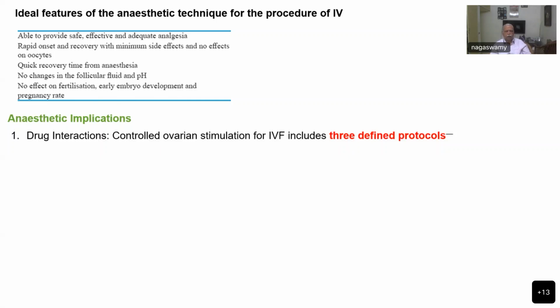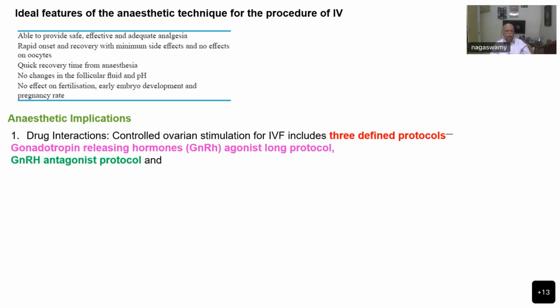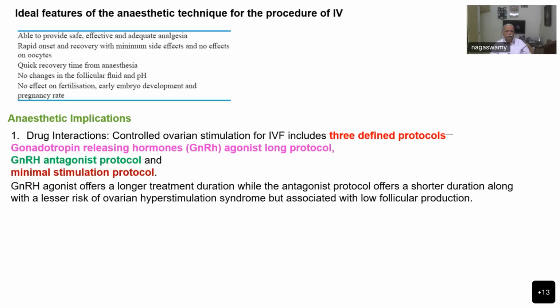It is called controlled ovarian stimulation, done by three defined protocols. What they do is the gonadotropin releasing hormone agonist long protocol. This is one technique. Then there is the gonadotropin releasing hormone antagonist protocol, and the minimal stimulation protocol. The antagonist protocol offers a shorter duration of hormone use, along with a lower risk of ovarian hyperstimulation syndrome. This is one of the major side effects of using these hormones.